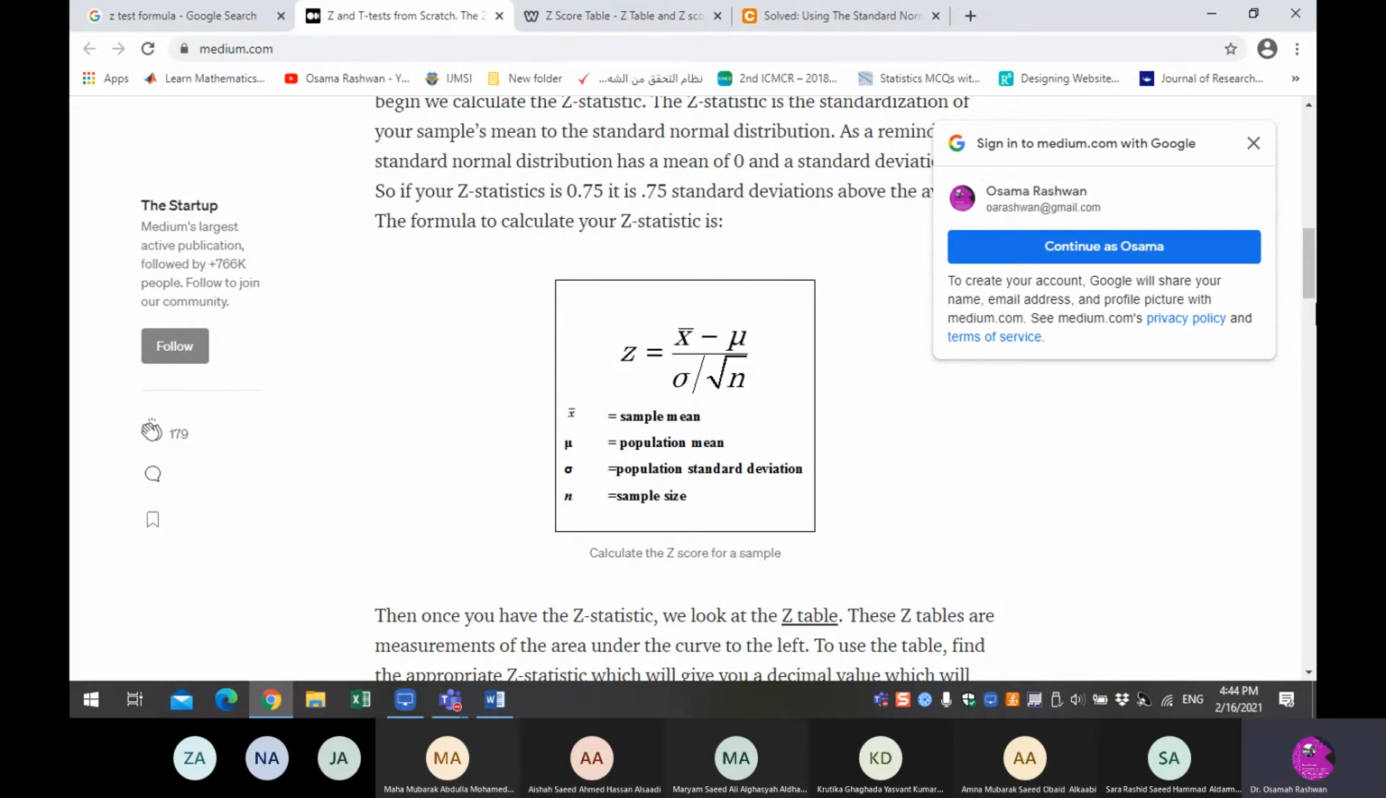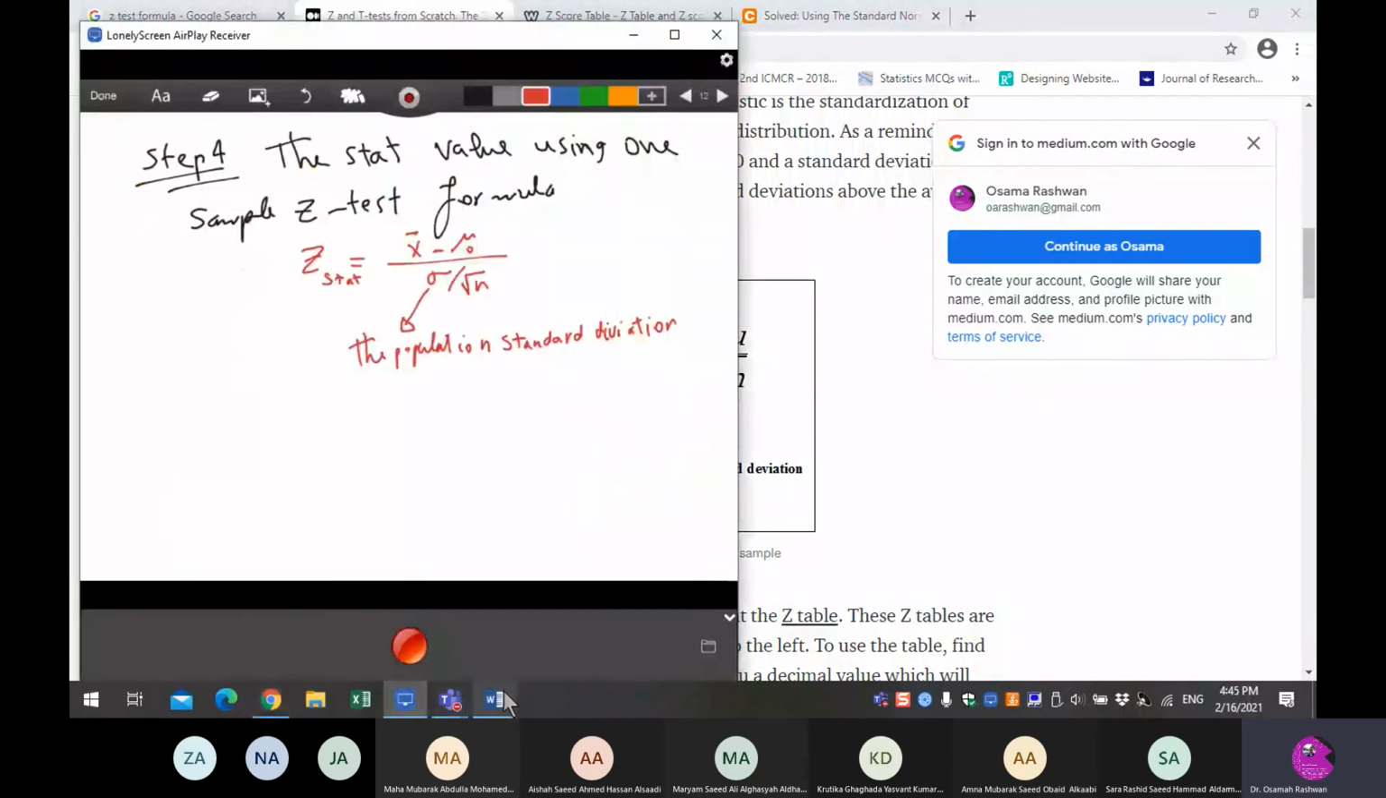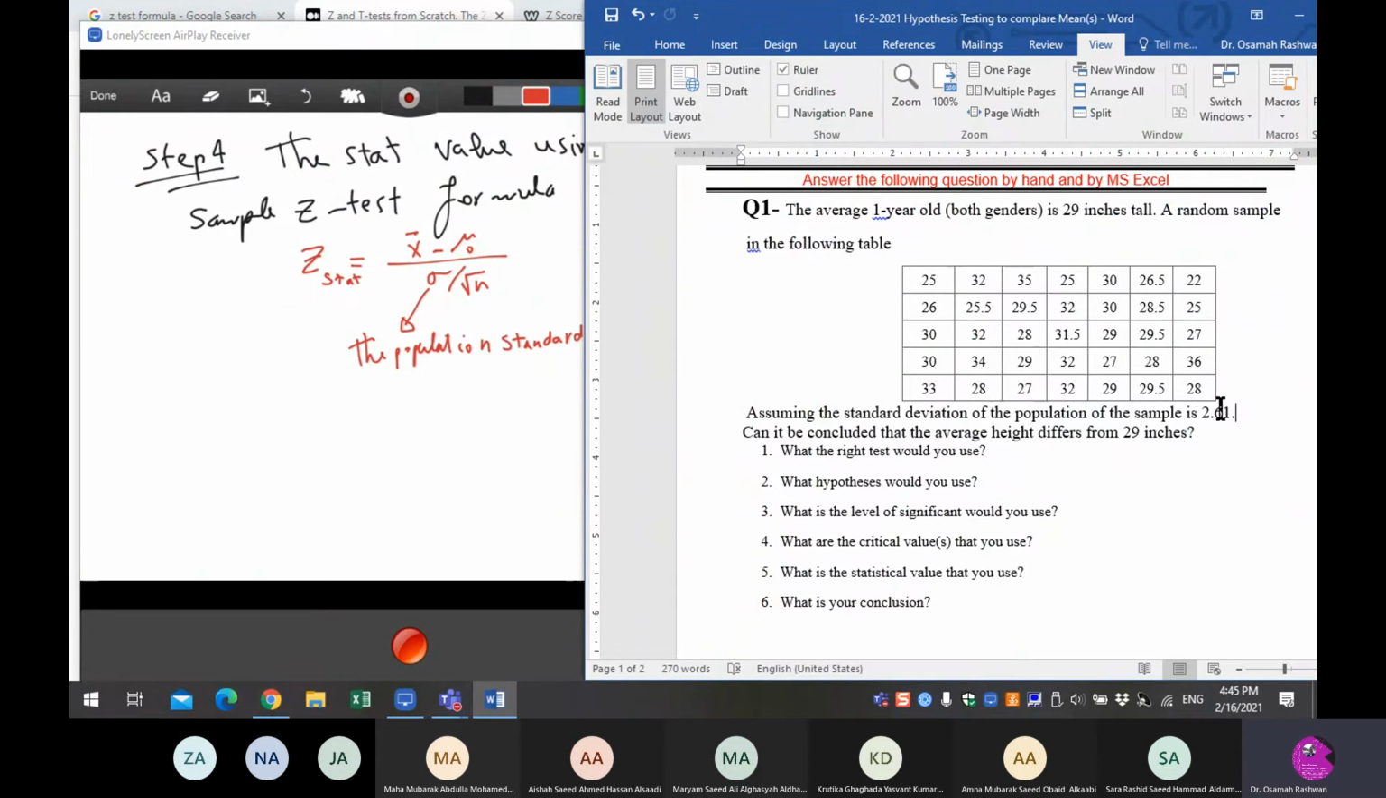You have to know each term in your formula. Population standard deviation. What is the value of this one? You are given it in the question. It is 2.61, right? So sigma is 2.61.